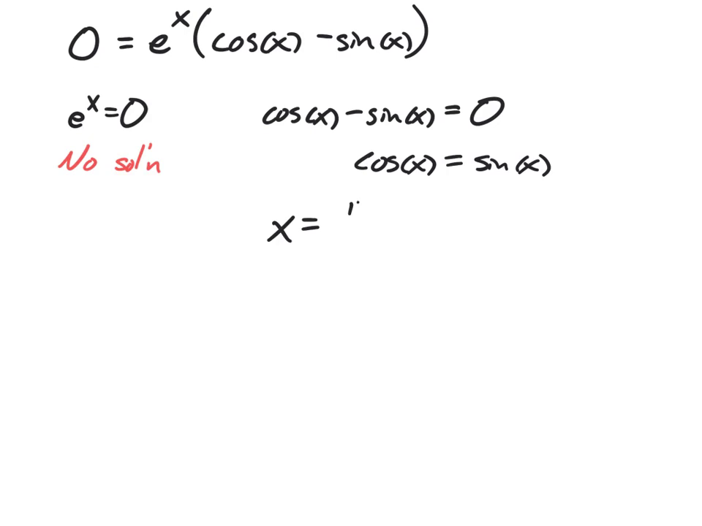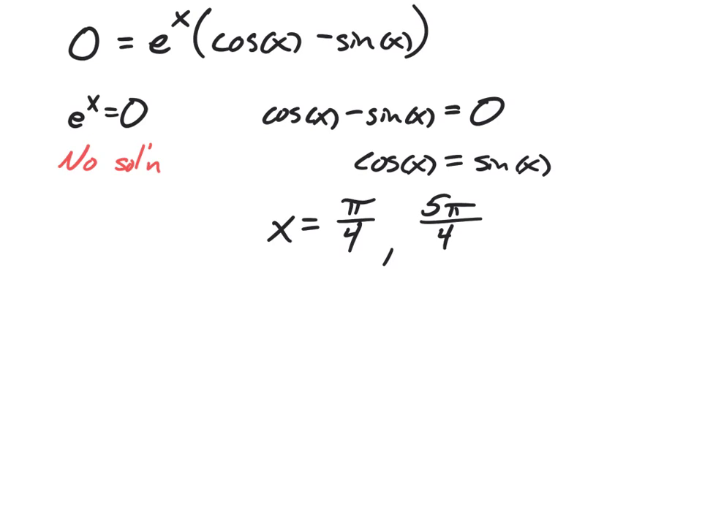Yeah, pi over 4. So pi over 4 is a solution to this problem. Is it the only solution? No. Yeah, 5 pi over 4 is another one. All right, so 5 pi over 4 and pi over 4. Great, is that all of them?